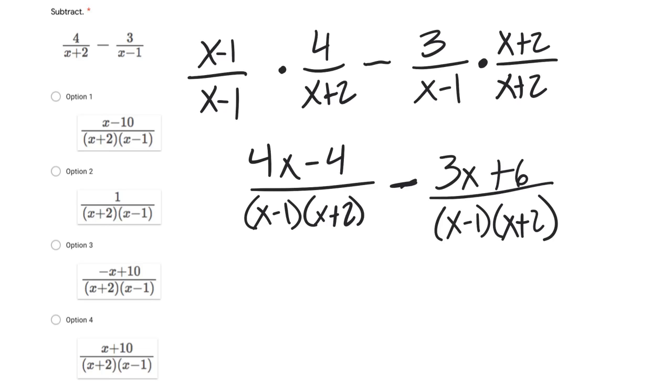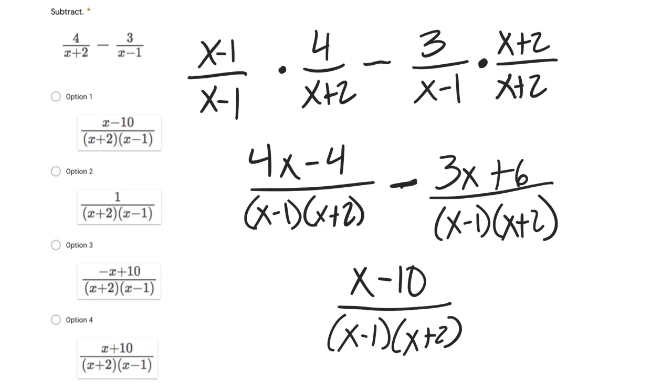And now I can go ahead and look at my numerators and put them together. So I got 4x minus 3x, which is 1x. Negative 4 minus a positive 6 is negative 10. So I got x minus 10 over x minus 1 times x plus 2. Again, ignore that the x minus 1 is first and it's not in your answers. It does not matter. So I got x minus 10 on top. Should be option 1.